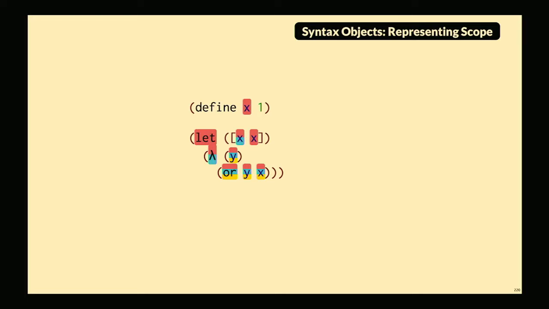I'm going to leave that question for Ryan Culpepper. Let's file this under horrible hack that looks nice when you write code. I should get some of the blame for that one too because of Redex.